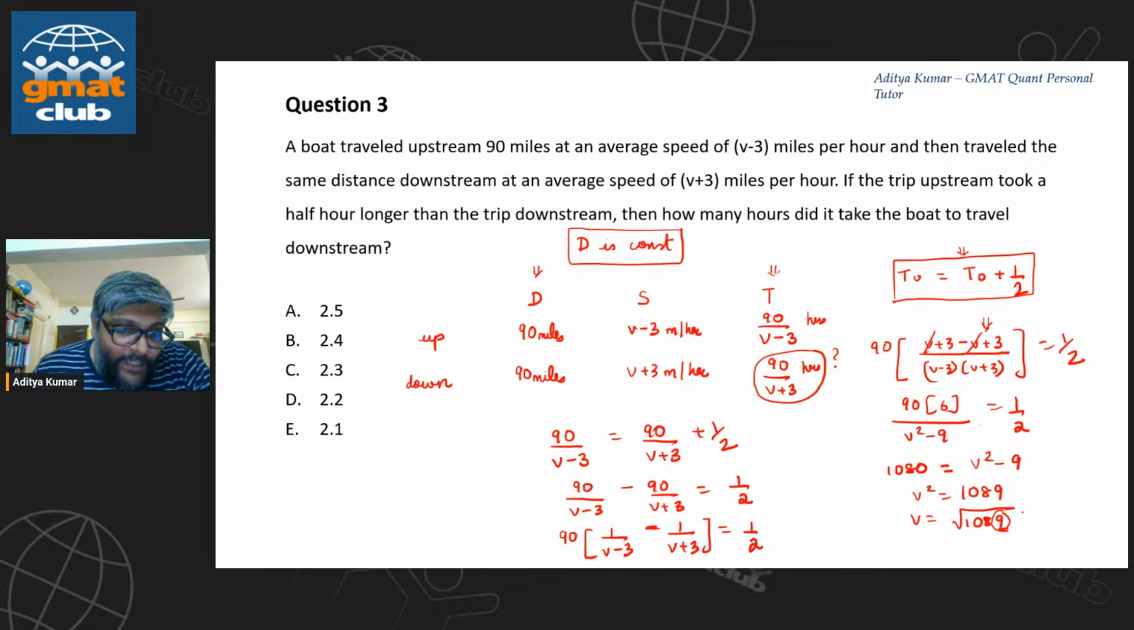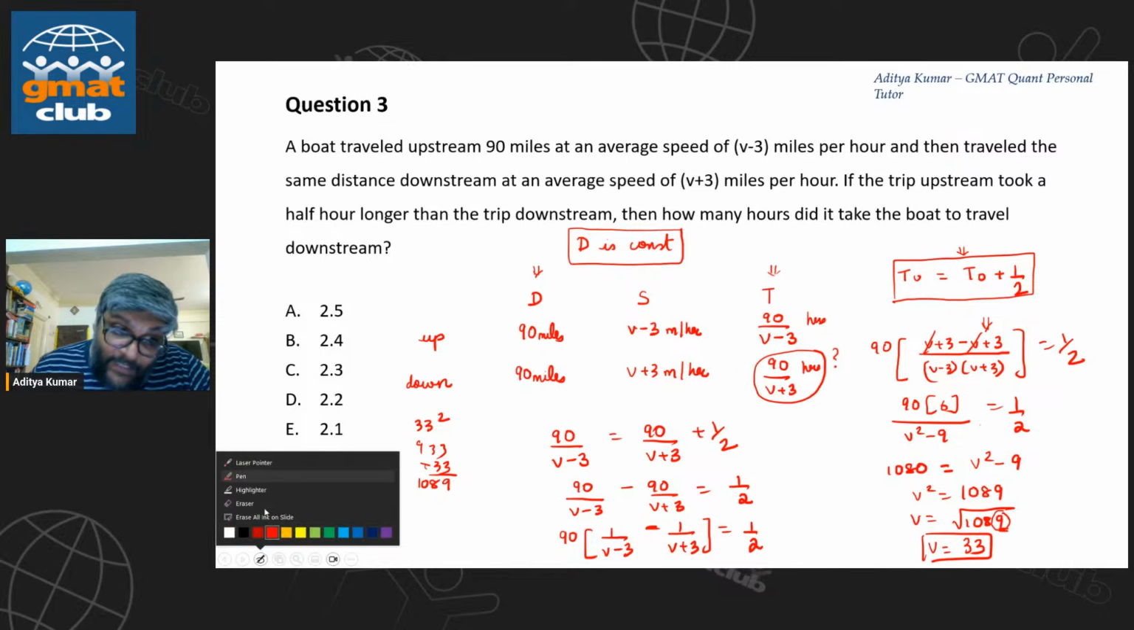And 1089 is pretty close to 900. So I would go and attempt 33 square. 33 square is 33 times 33. 33 into 3 is 99, plus 9 is 108. That would give me the answer. So v should be 33. Ideally, this would be the best way to work.